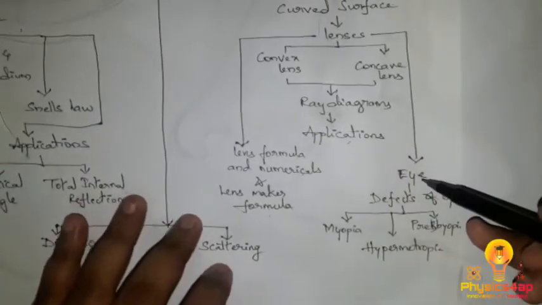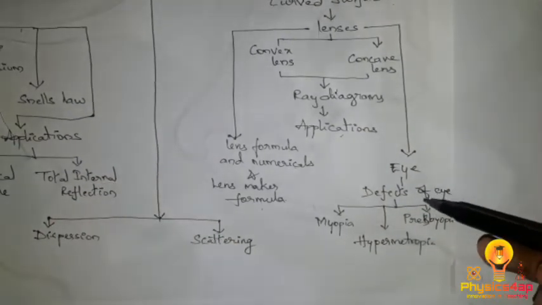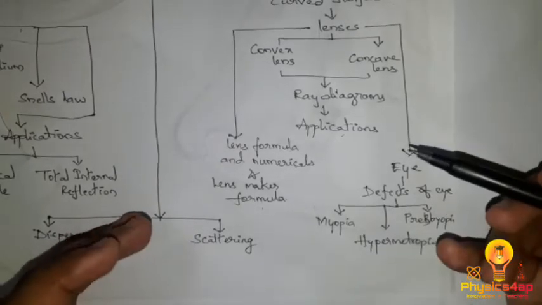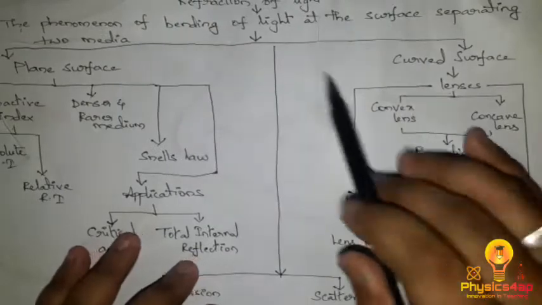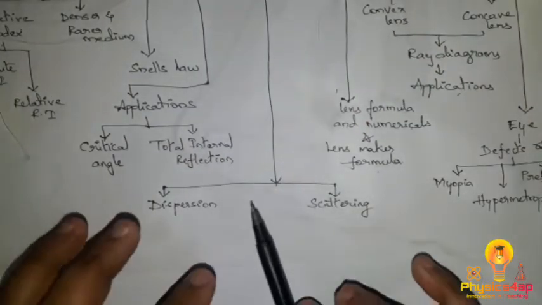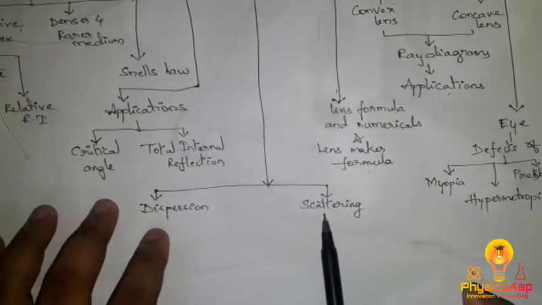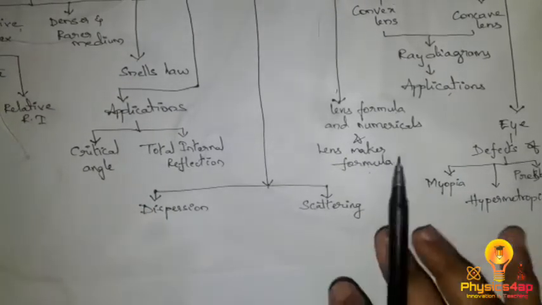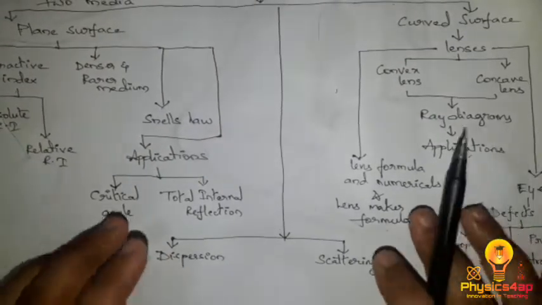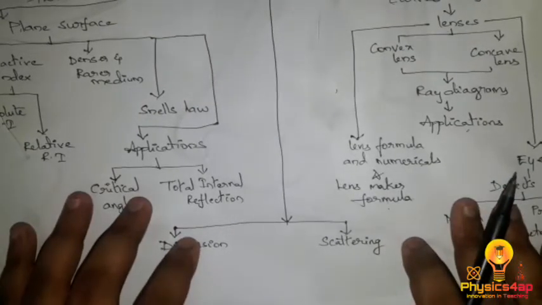On the other side we will discuss the structure of the eye and the defects of the eye, that is myopia, hypermetropia and presbyopia. And lastly we will discuss the two main applications of refraction, dispersion and scattering. How does a rainbow form, why does the sky appear blue in color; those reasons we'll look into under dispersion and scattering.